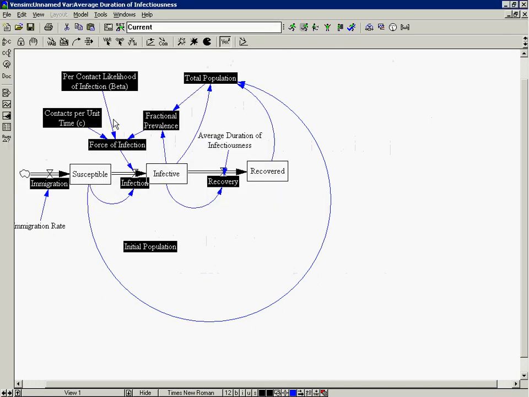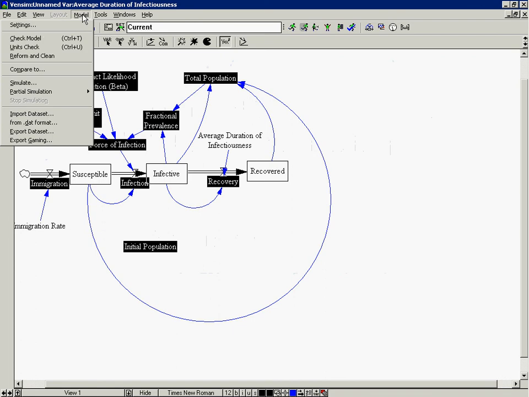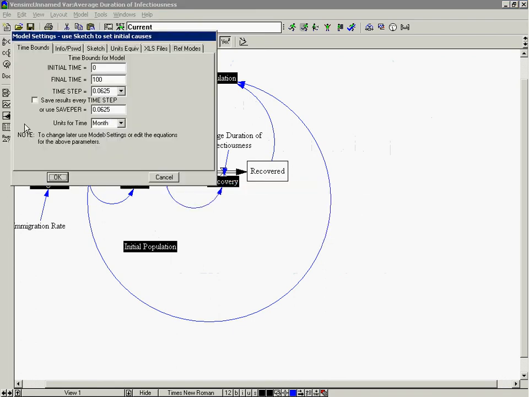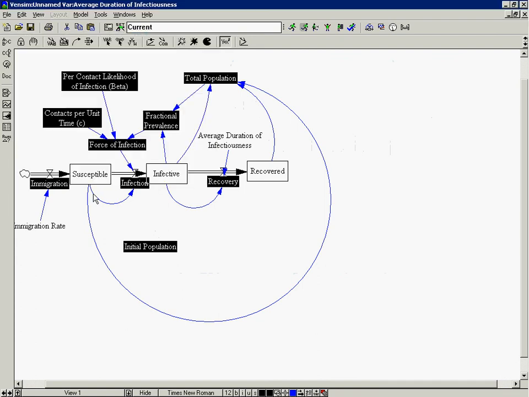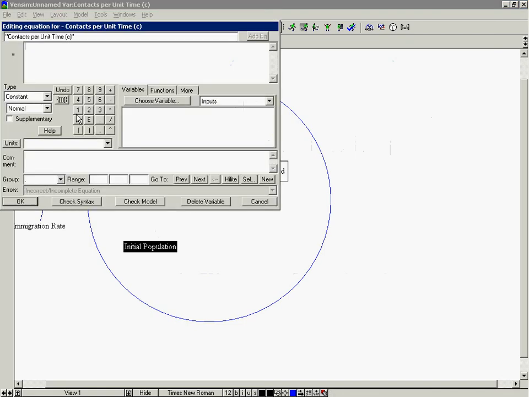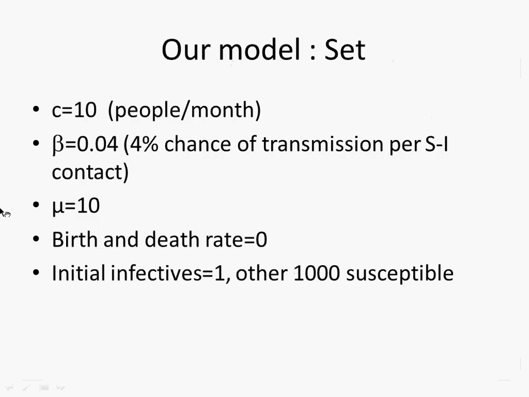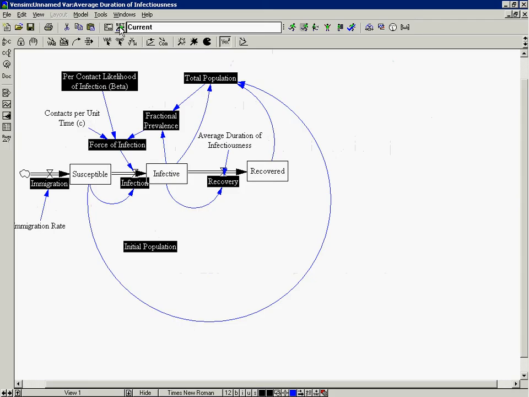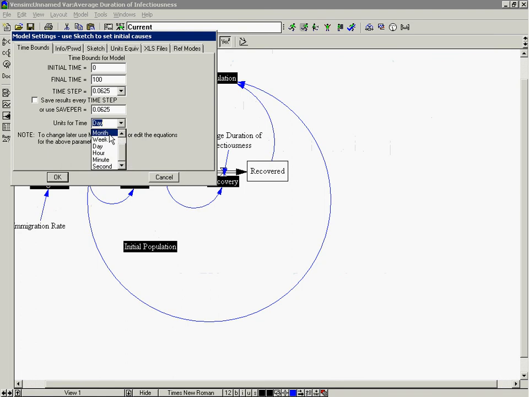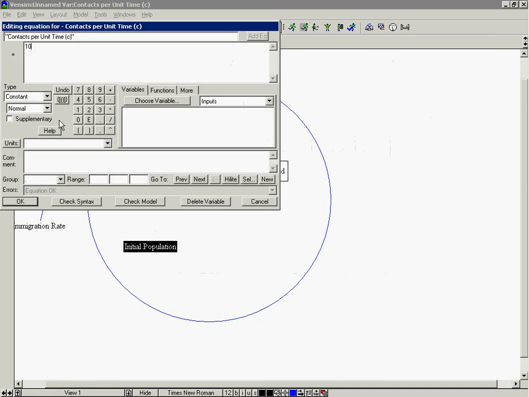We should really set this model to have, we should do model settings. No, I don't want to do that. Make it units of time, days, if you want. So average duration of infectiousness is 10. What other things do we have to specify constants for? C, make 10 also, 10 people. Oh, sorry, it is per month. I'm sorry, folks. I thought it was per day. So this should actually be month. So the month was correct. Okay, so contacts per unit time is 10.